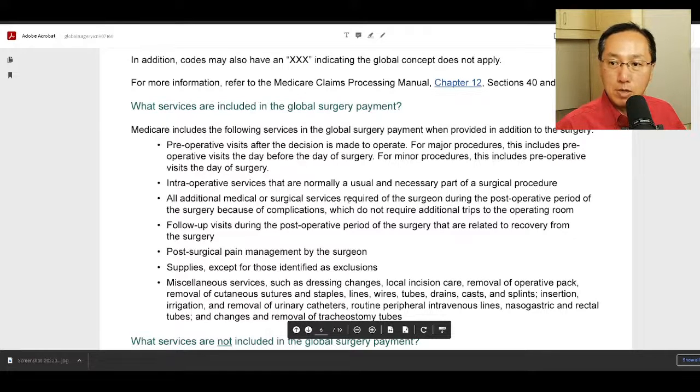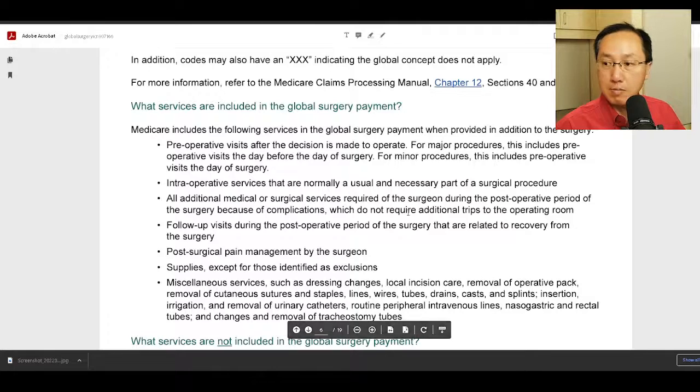Follow-up visits during the postoperative period of the surgery that are related to recovery from the surgery are also included. Post-surgical pain management by the surgeon is also included in the global package. Supplies, except for those identified as exclusions, are also included. Miscellaneous services such as dressing changes, local incision care, removal of operative pack, removal of cutaneous sutures and staples, lines, wires, tubes, drains, casts, and splints.